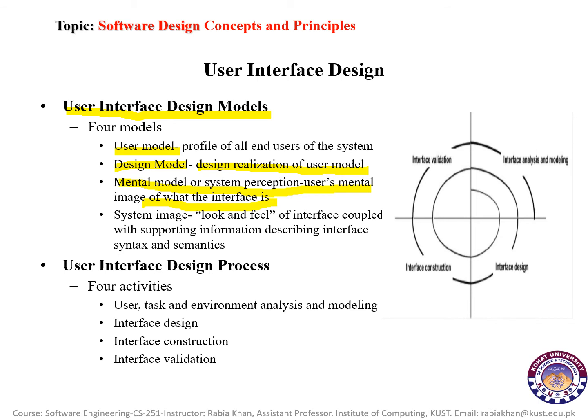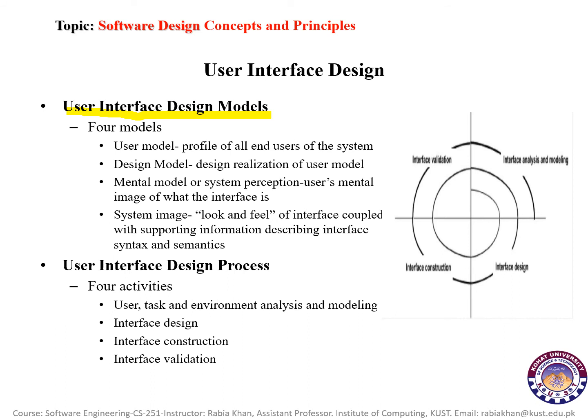And the fourth model is the system actual image. That means the look and feel of your system, of the interface, coupled with the supporting information describing the interface syntax and semantics, how the interface will look. So these are the 4 different types of models. Now let's discuss all of them one by one in detail.